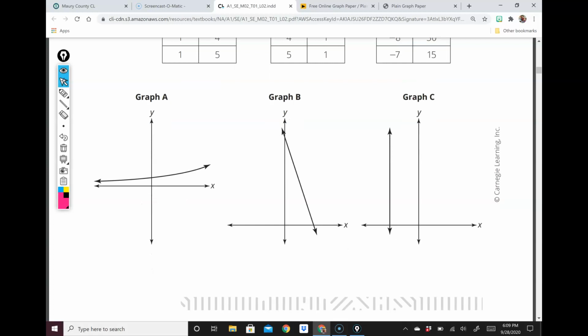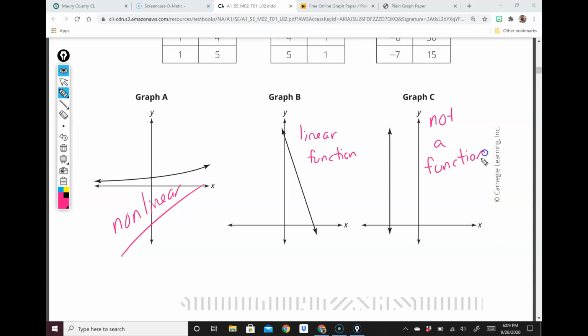It is a function, but it's not linear. B is a linear function. And graph C is linear, but it's not a function. You can see here that all your x values will be repeating.